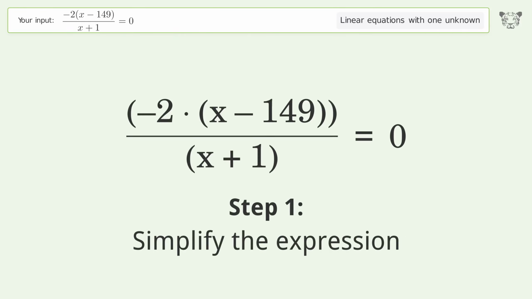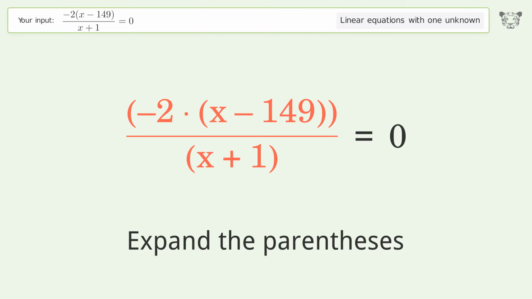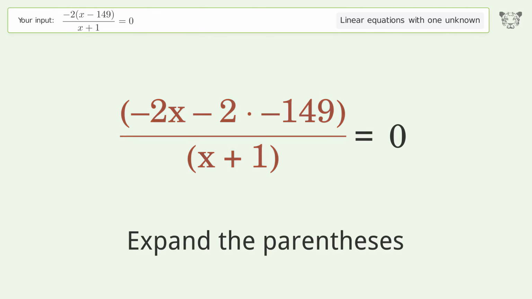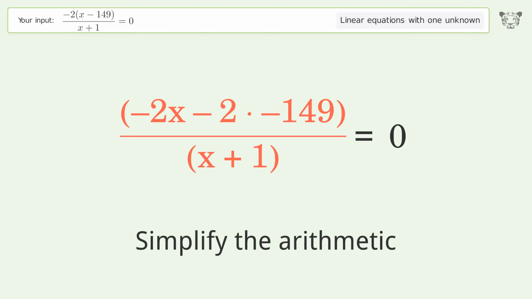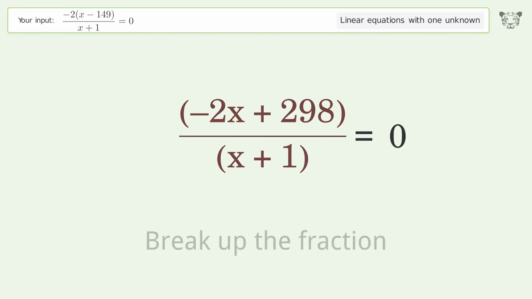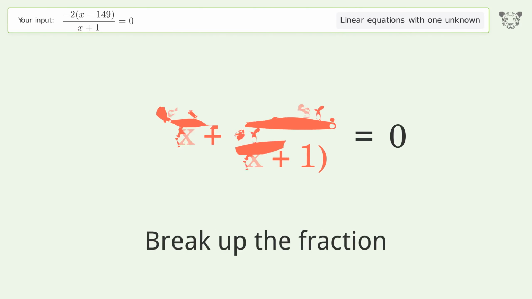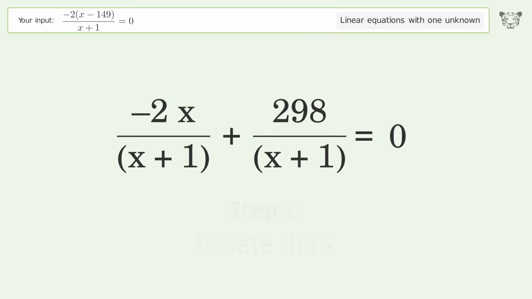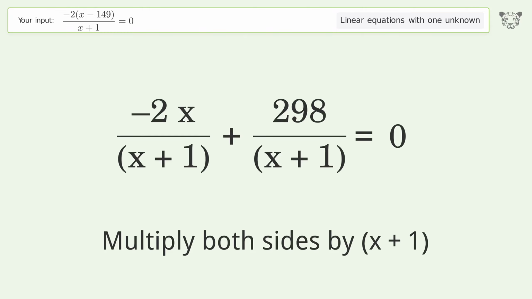Simplify the expression. Expand the parentheses. Simplify the arithmetic. Break up the fraction. Isolate the x. Multiply both sides by x plus 1.